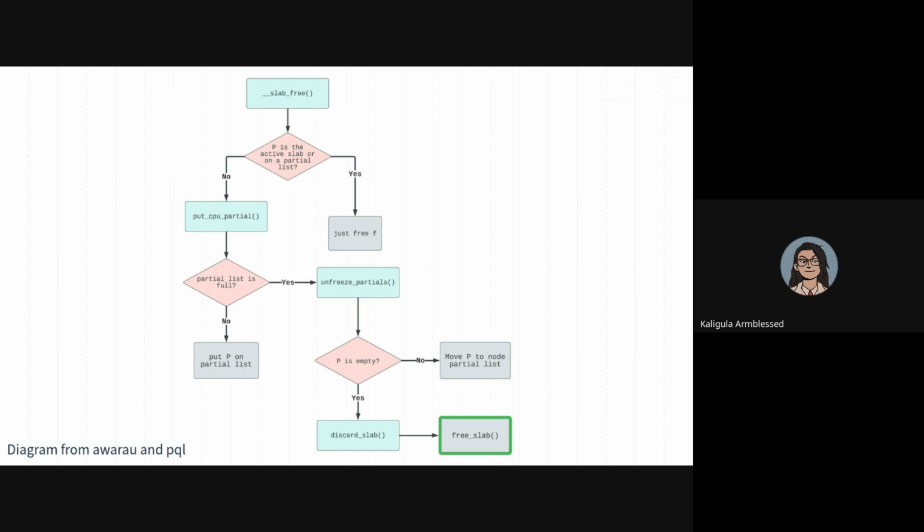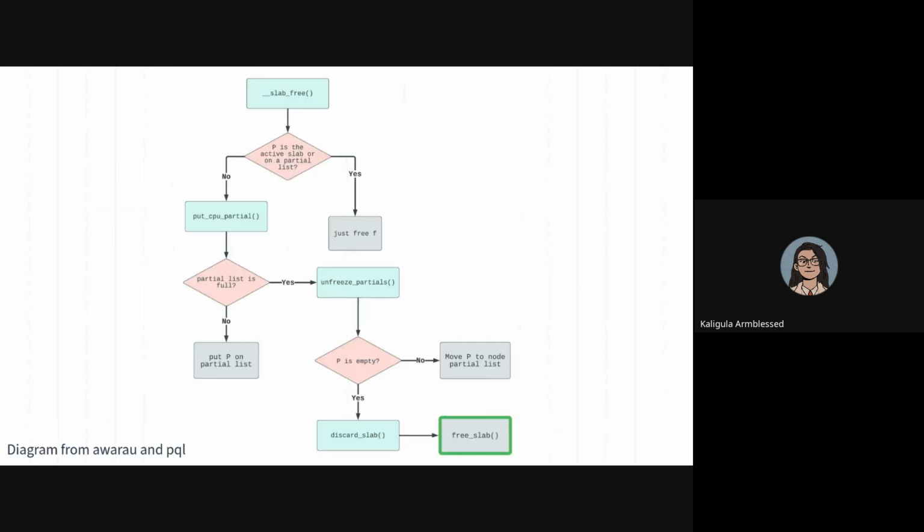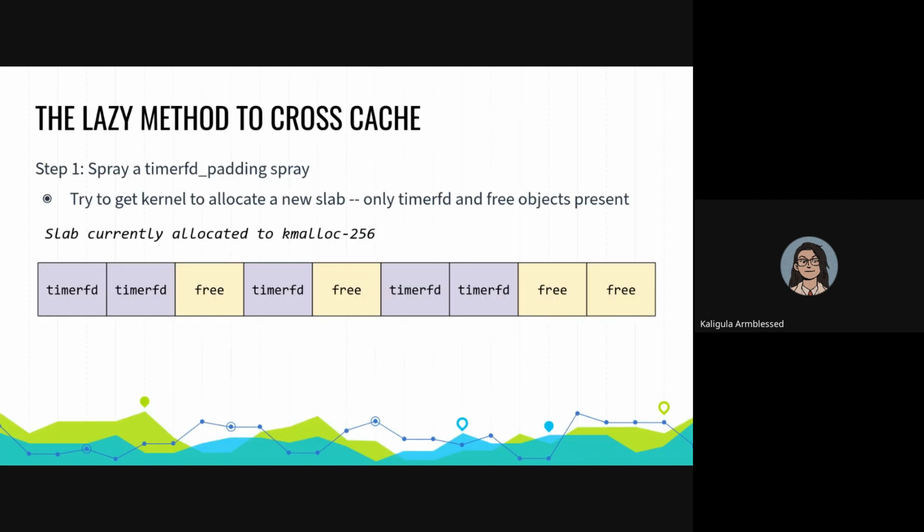This is a really nice diagram by Rao and PQL, and this basically shows how the whole slab thing works. As we can see here, we can only get unfreeze partials if the partial list is full. And if the slab itself is empty, then we can reach free slab, which is basically the goal of the cross-cache attack. So there is a proper way to cross-cache, and this is covered really well by these guys, but I'll be teaching you the lazy way to cross-cache.